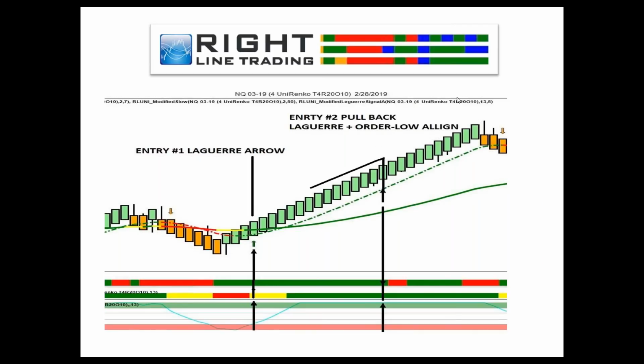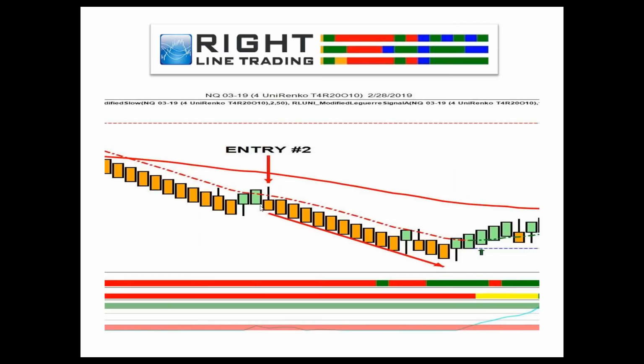Same thing to the long side. Now we have 2 different signals. I'm not going to go into that because it's going to take up too much time. But there are 2 ways to trade our Laguerre long. We have an entry 1 and an entry 2. This is an entry 2. It's simply a pullback on these 2 unfortunate counter trend traders. And we know we're going to take the market down as soon as we get a down candle.